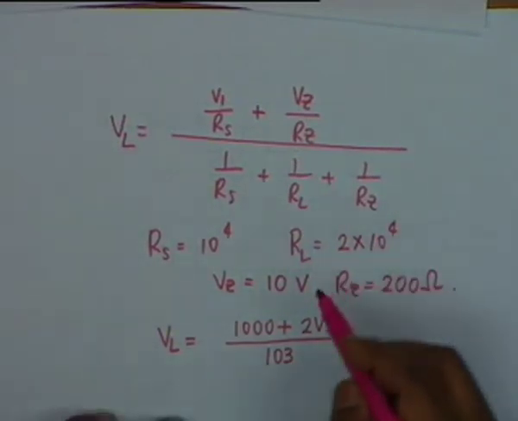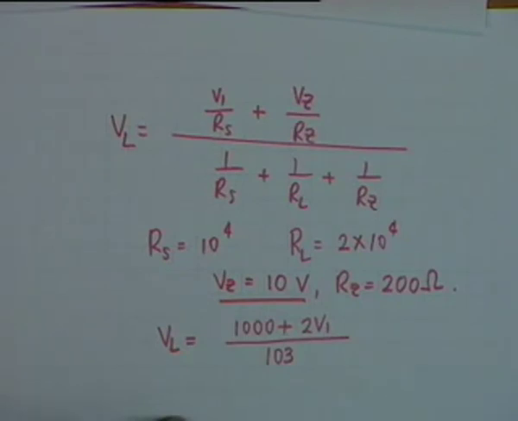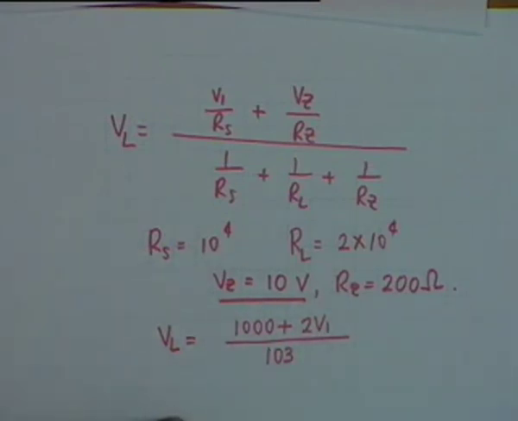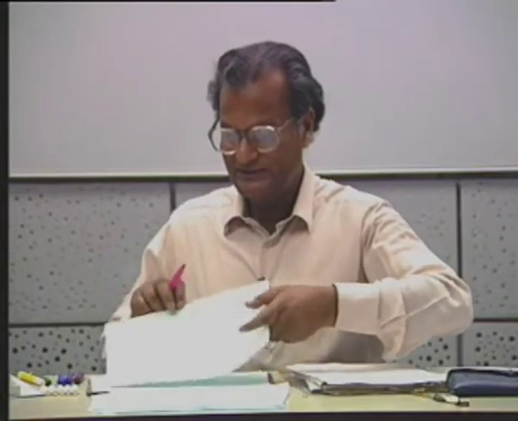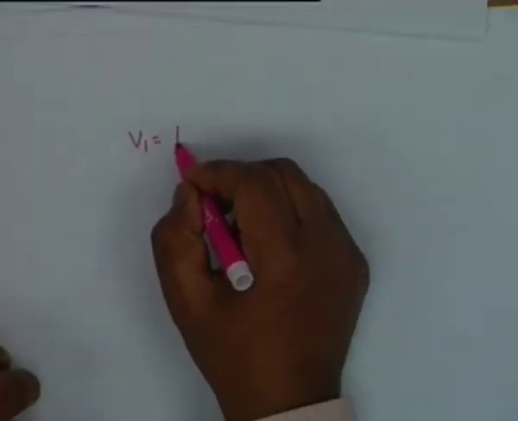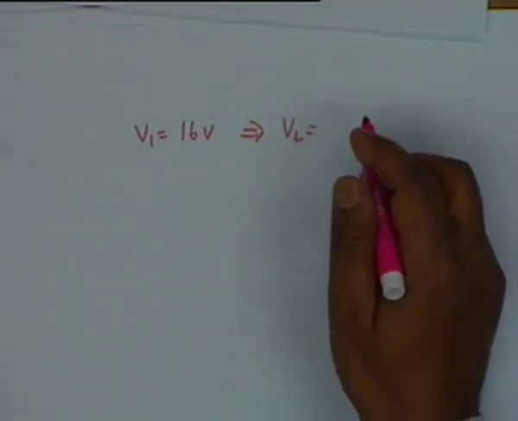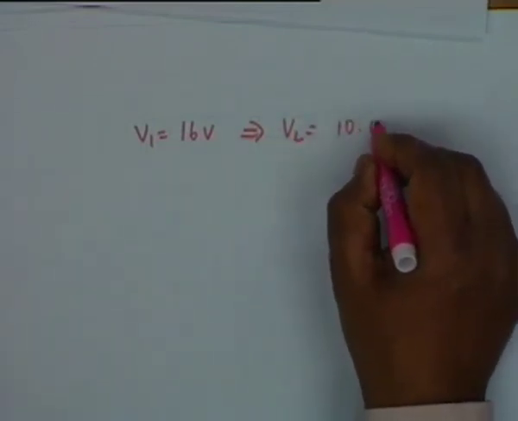Alright. Now Vz is 10 volt. Now V1, unless 2 V1 is comparable to 1000, obviously VL shall remain a constant at 1000 divided by 103, which is slightly less than 10 volts. Alright. For example, suppose V1 is 16 volt. This gives you VL equal to, I have calculated this, 10.02 volt.